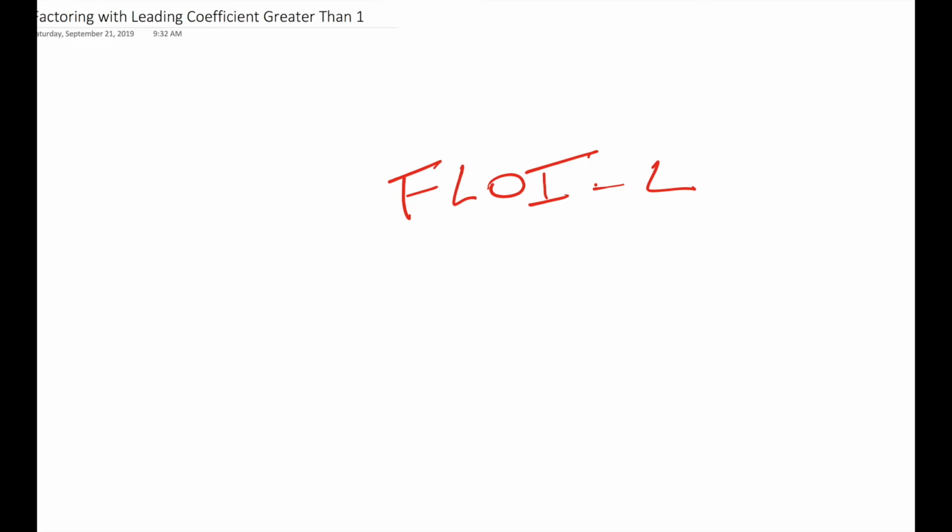All right, so we're going to talk about factoring with the leading coefficient greater than 1. So if you have something like 3x squared minus 7x minus 6, when there's a number right here, it's annoying. But just as a quick refresher, how do you deal with one when there isn't a number?